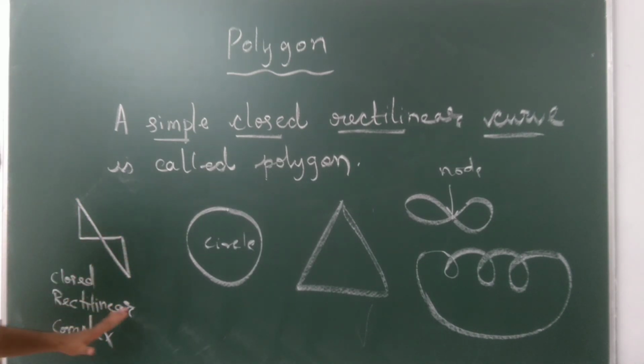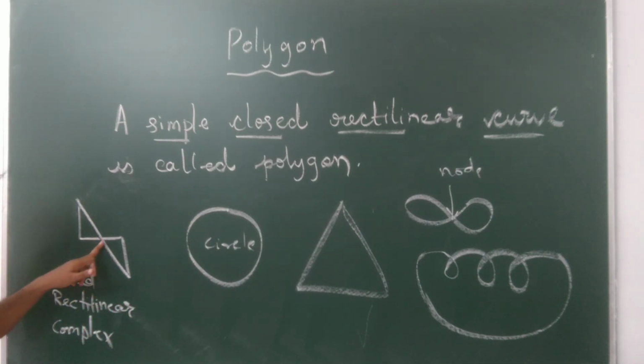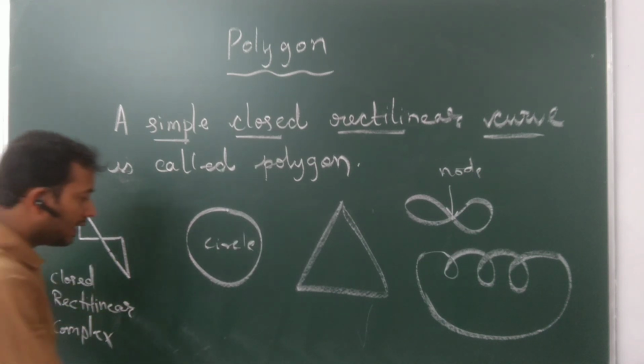So this type of figure, if you have a node, we call what? Complex. It is not your simple. So we cannot say this type of figure is a polygon. You cannot say. Okay. Now if I take like this.